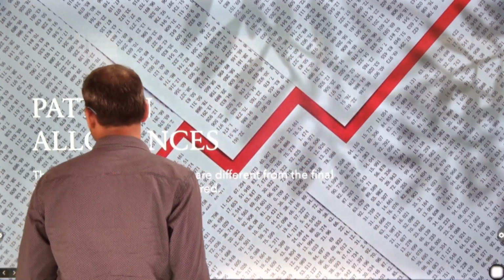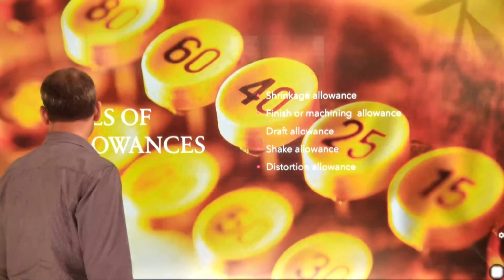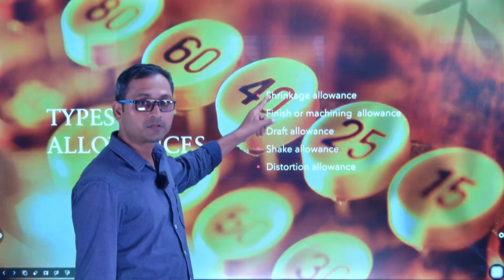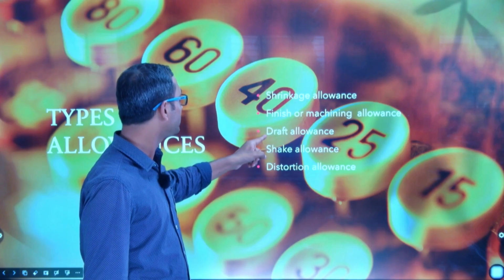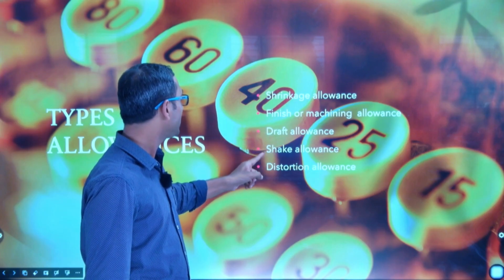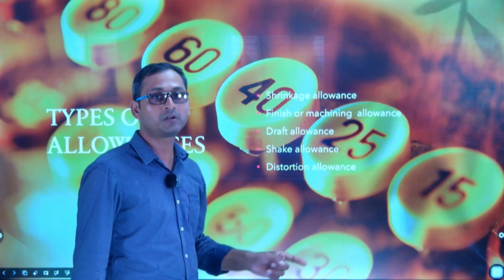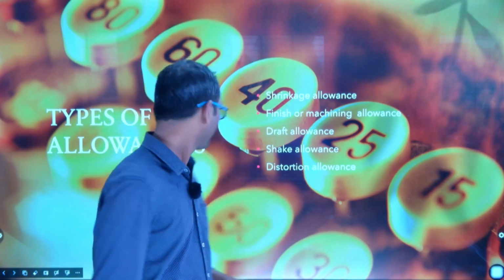In the previous classes, we learnt about pattern and types of pattern. In this class, we will learn about different types of allowances given to the pattern. So let's look at the different types of allowances. This is your shrinkage allowance, then comes your machining allowance, after that your draft allowance, then shake allowance, and then distortion allowance. So we'll explain it one by one.